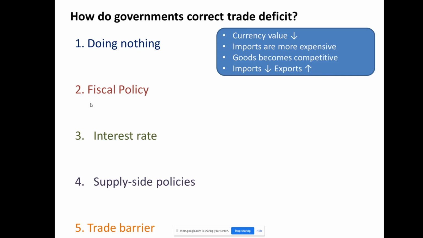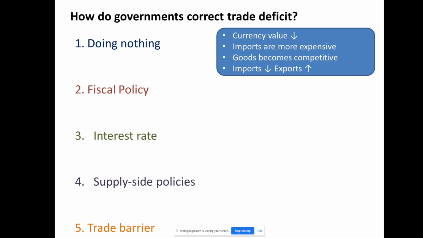And what about fiscal policy? What kind of fiscal policy would you use to correct trade deficit? What do you think? We only have two kinds, expansionary and contractionary. Which one do you think will help reduce trade deficit? Contractionary. Reason? Okay, that's good, less spending on goods.